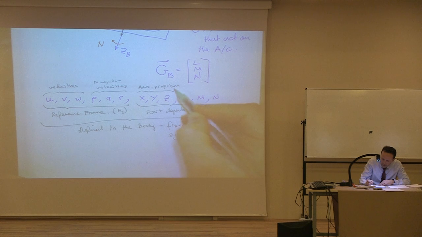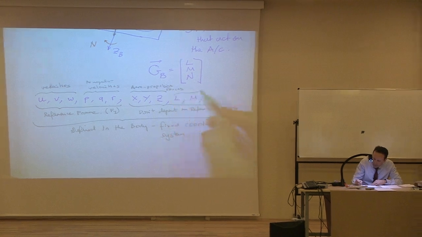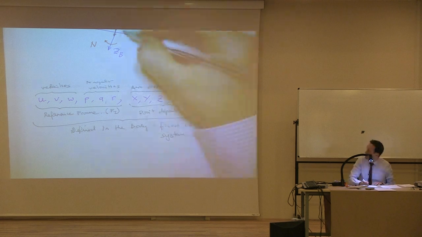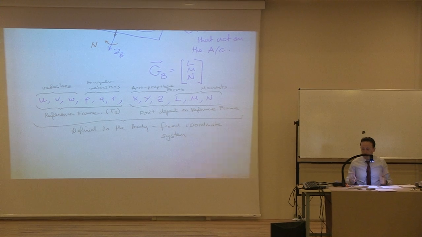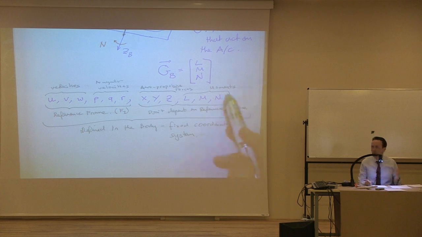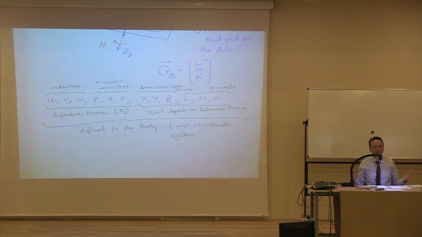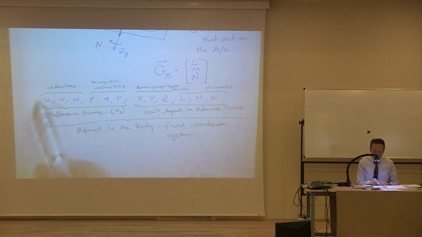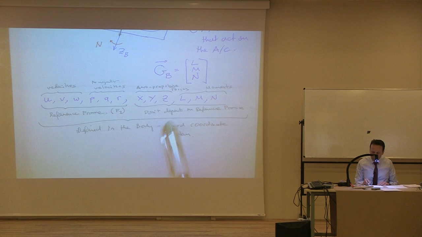Aeropropulsive forces. And these are the related moments. Since the gravitational force is at the CG, this is all at the CG. The body fixed axis is at the CG. So the gravitational force will not have a moment at the CG. Therefore, these moments are, by definition, aeropropulsive moments. I don't have to say that because the gravitation does not induce a moment because it is at the CG. Moment, aeropropulsive forces, angular velocities, these are in the reference frame of the inertial frame. They don't depend on the reference frame. Everything is defined in the body fixed coordinate system.